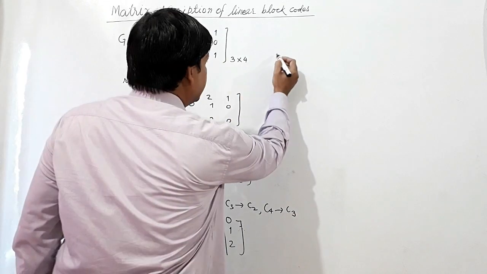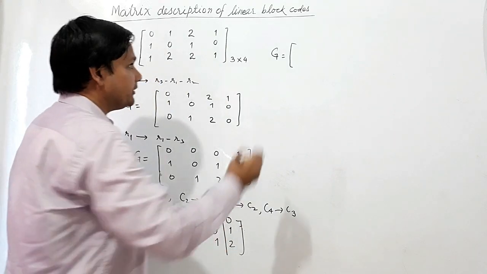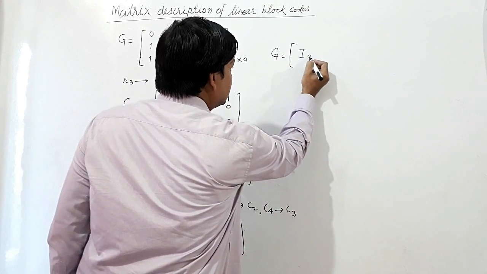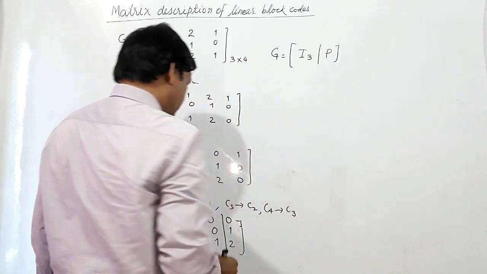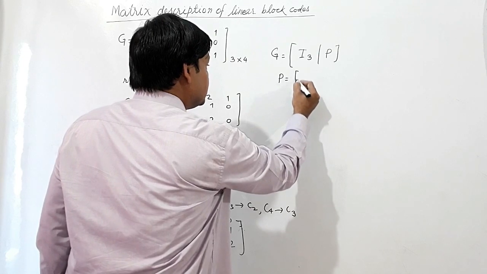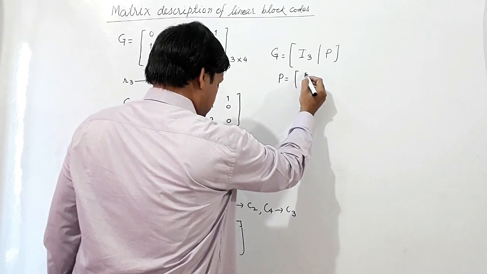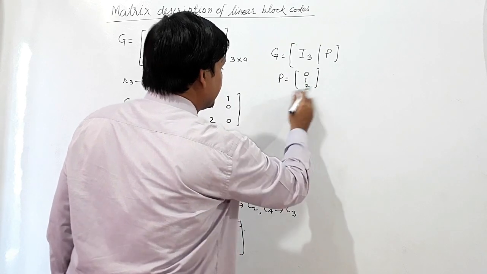So G can be written here, identity matrix of order 3, I3 P. Okay, P is given by 0 1. This is the parity matrix.